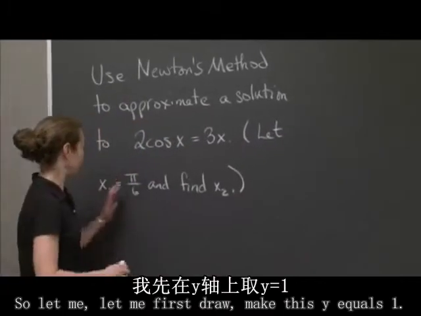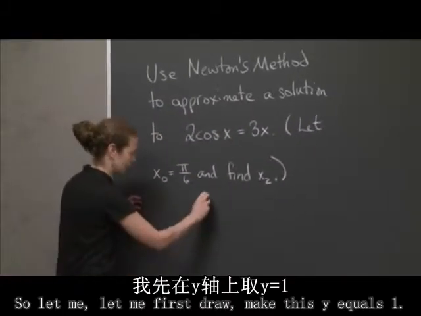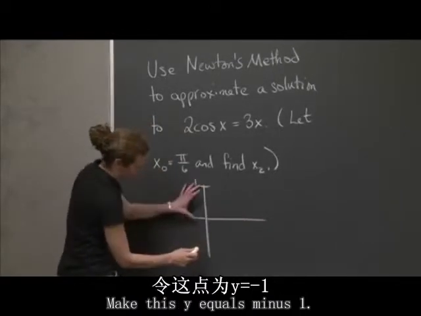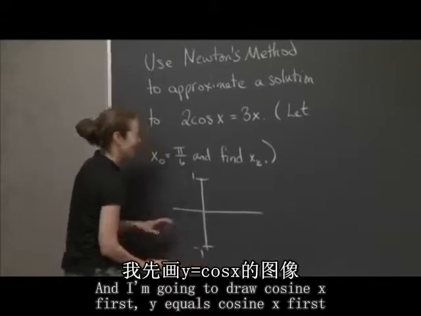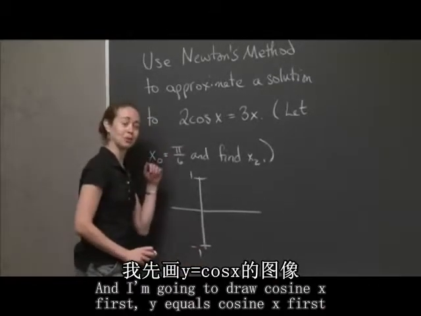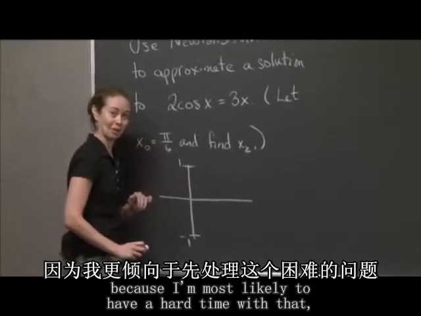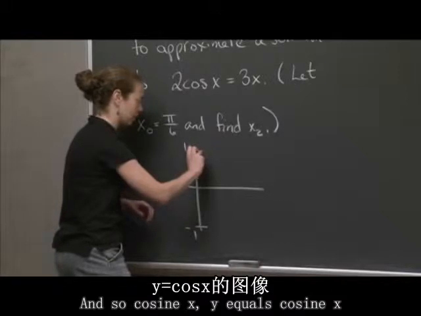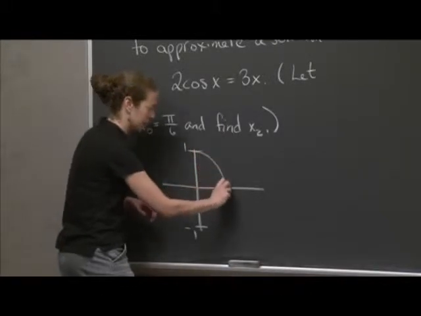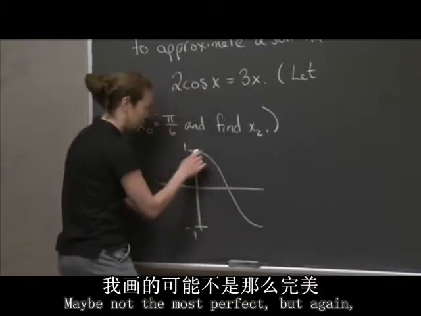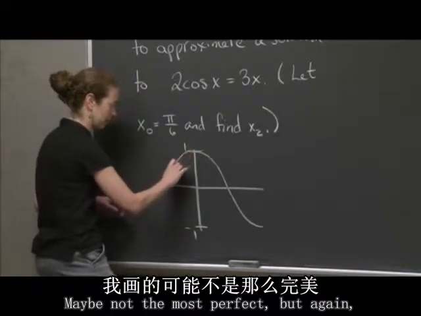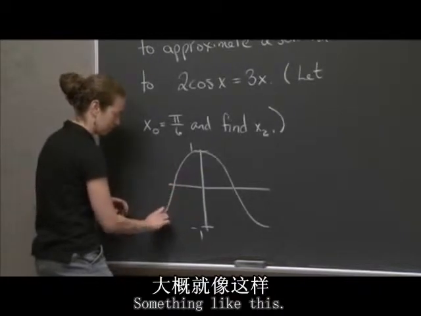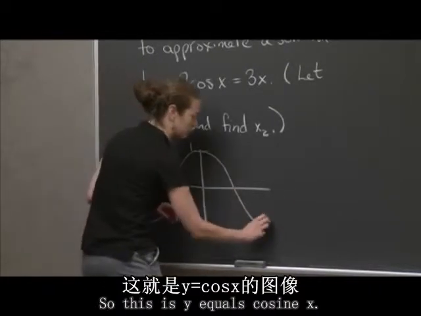Okay. So let me first draw, make this y equals 1, make this y equals minus 1. And I'm going to draw y equals cosine x first, because I'm most likely to have a hard time with that, and I'll do my x scale once I'm done. And so y equals cosine x looks something like this. Maybe not the most perfect, but again, it's kind of a rough sketch. That's pretty good. Something like this. So this is y equals cosine x.